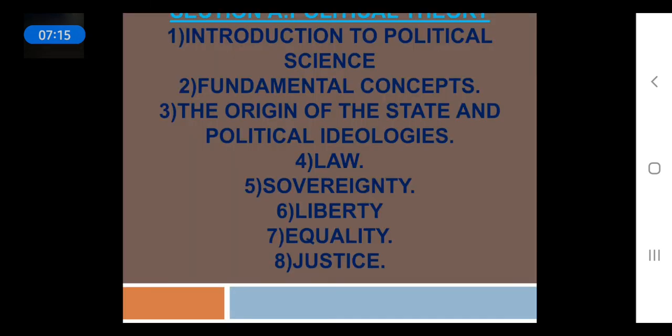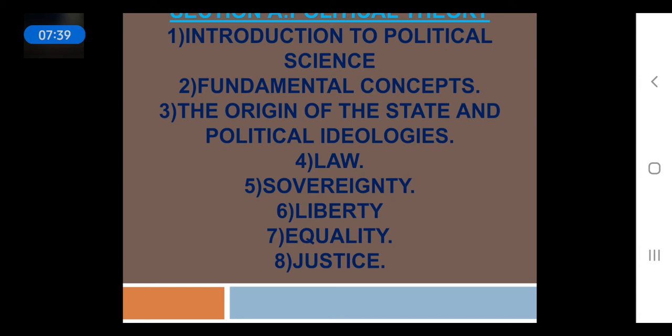Now let us see the contents. What is there in political science that you have to study here in the class 11 political science book? Now let us see that. So in section A, students, section A is your political theory, and section B will be your contemporary international relations.